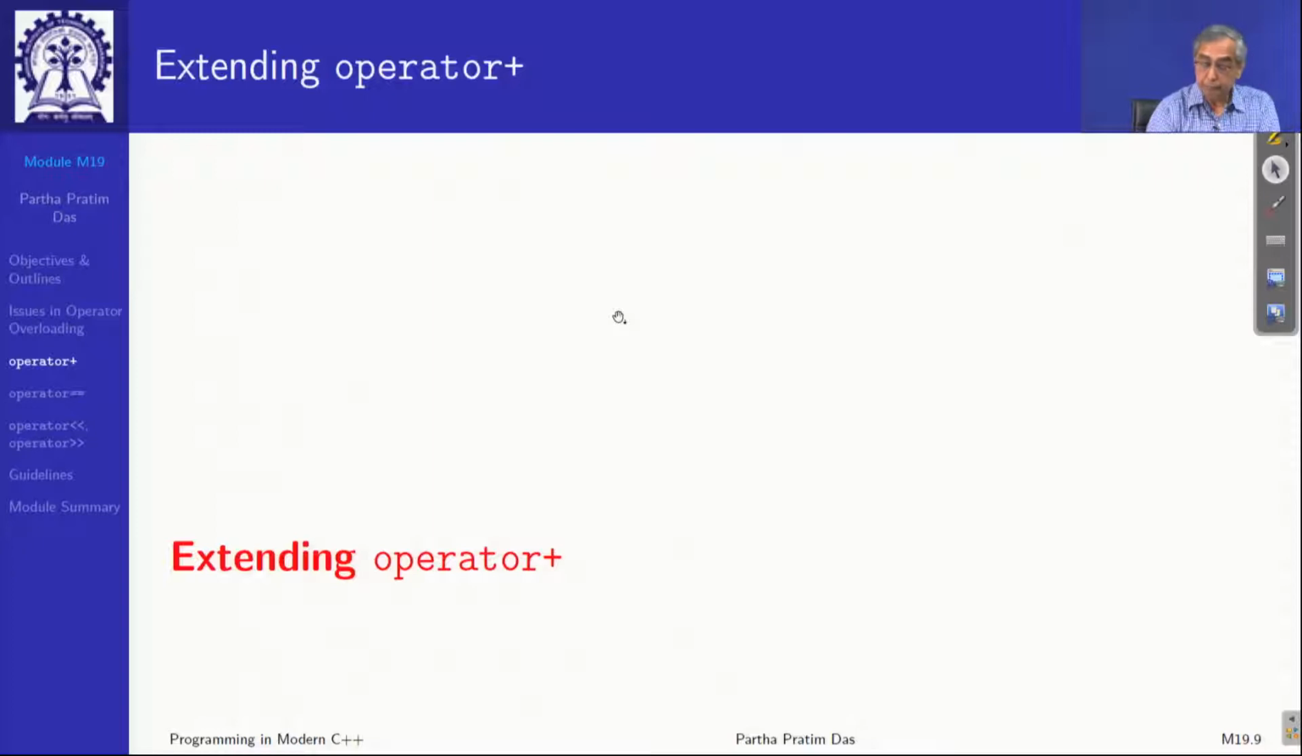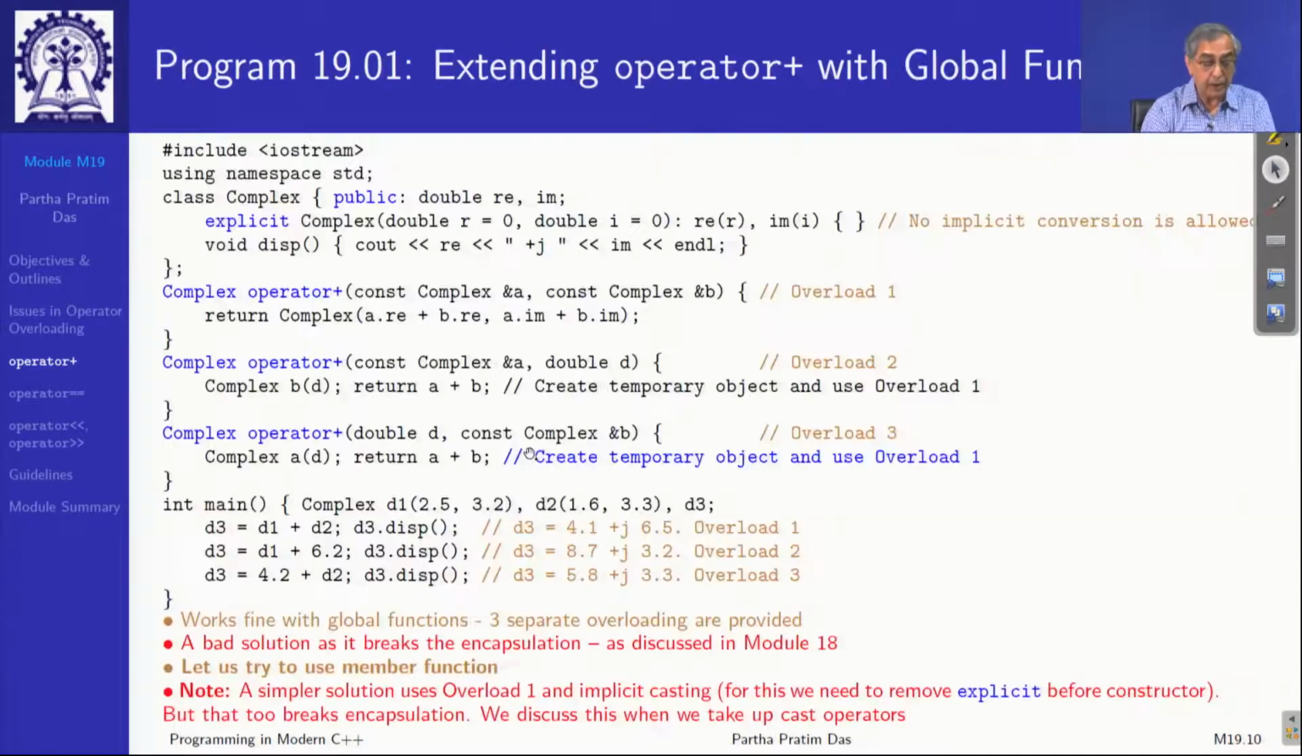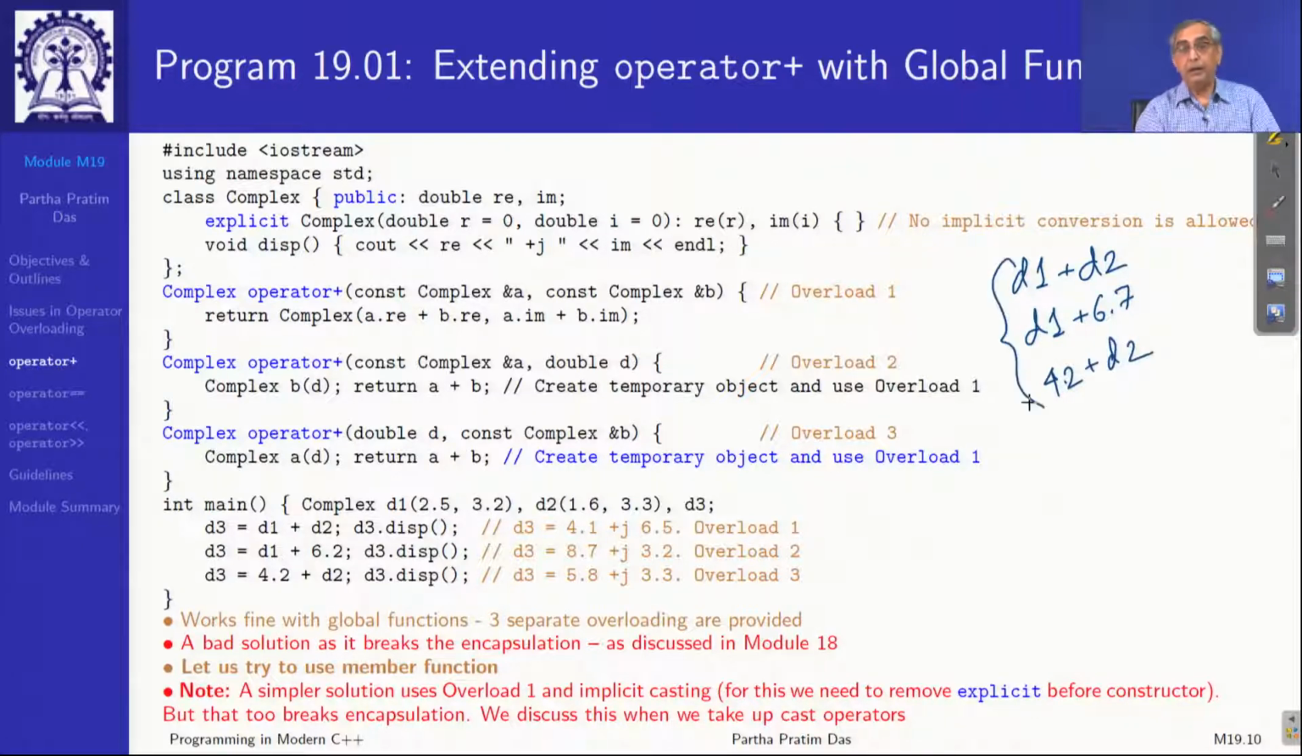So, first let us try to address the first issue, try to extend the operator plus. If I have to extend this, then what I can do is define it using a global function. Since we are looking at three forms, that is d1 plus d2 is one form, d1 plus say 6.7 is another form, 4.2 plus d2 is another form, you can see that they have different types of the parameters.